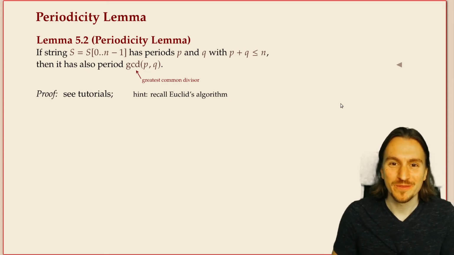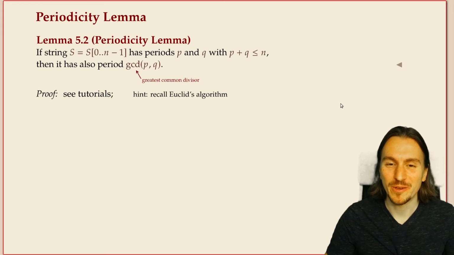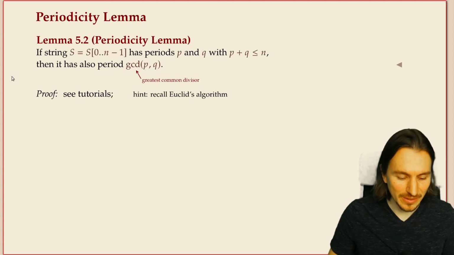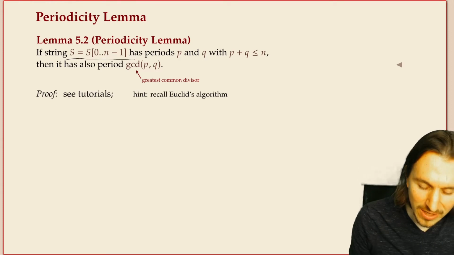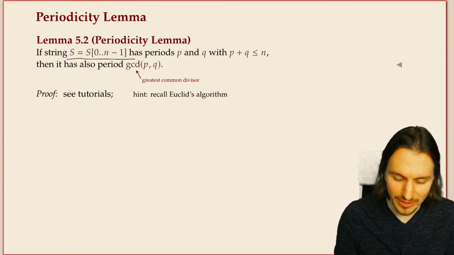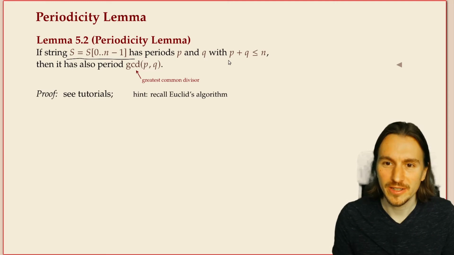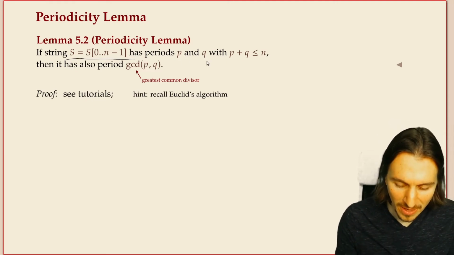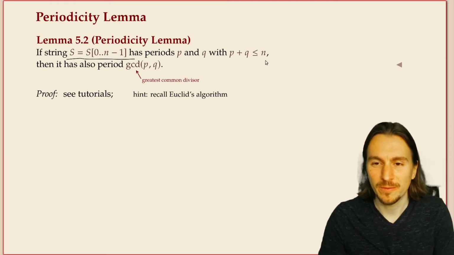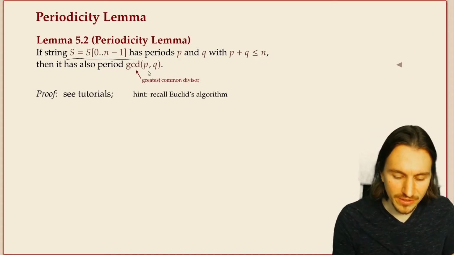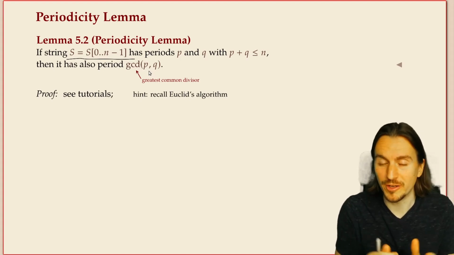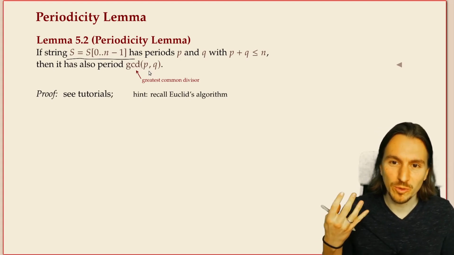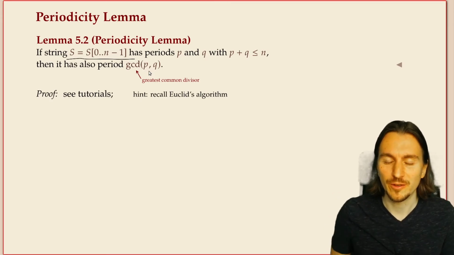We left off last time in the middle of the section on periodicity with this periodicity lemma. What that says is if you have a string S and it has two periods, P and Q, that satisfy this shifting property and they're not too big, then you can take the greatest common divisor of those two periods, which is a smaller number, and this will also be a period of the string.